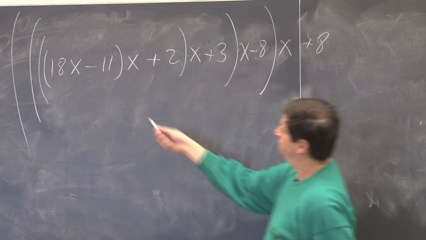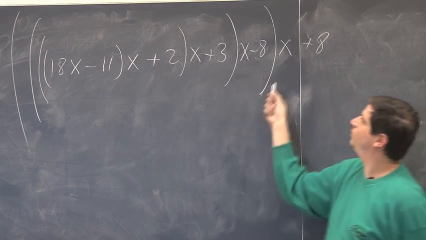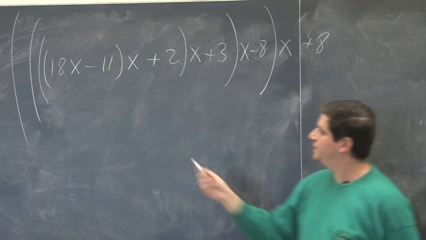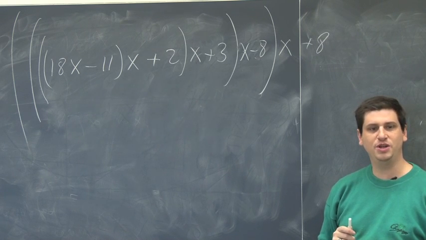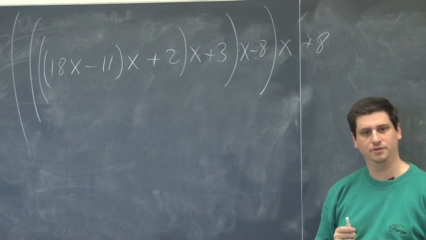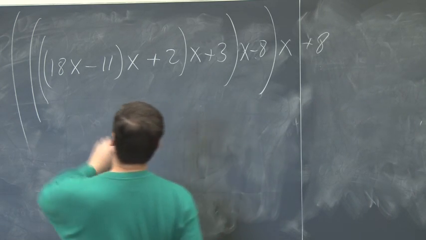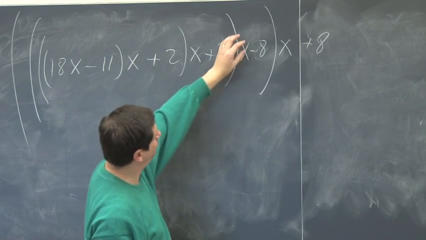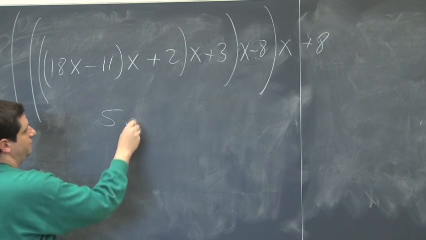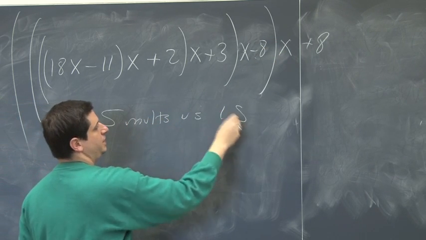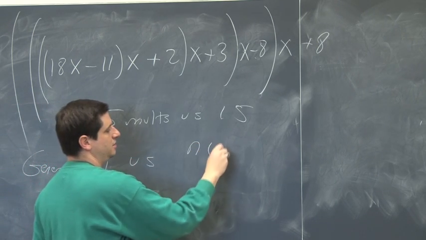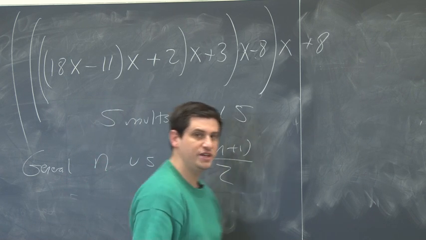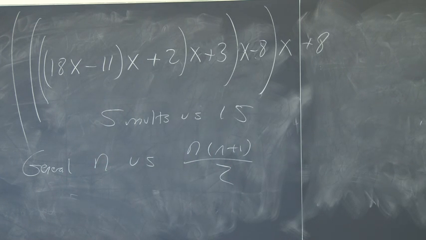Let's check. The first term is 18x, x squared, x cubed, x to the 4th, x to the 5th, 18x to the 5th. The next term is negative 11x, x squared, x cubed, x to the 4th. So when you distribute everything out, this is the same. But if you look at it, now the number of multiplications is 1, 2, 3, 4, 5. 5 multiplications versus 15, or in general, n versus n times n plus 1 over 2. You're essentially taking the square root of the number of multiplications in the naive way. That's how much faster this is.